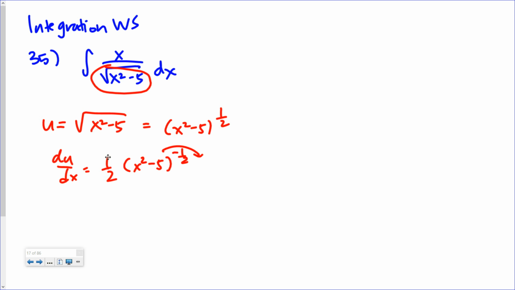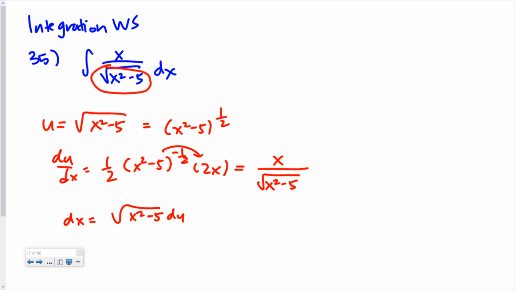Don't forget to multiply by 2x. So this is really, let's see, the 2's cancel out. This is really x over the square root of x squared minus 5. Now if I solve for dx, I get dx equals du times, I'm cross multiplying, the square root of x squared minus 5 du over x. I'm just cross multiplying there to solve for dx.